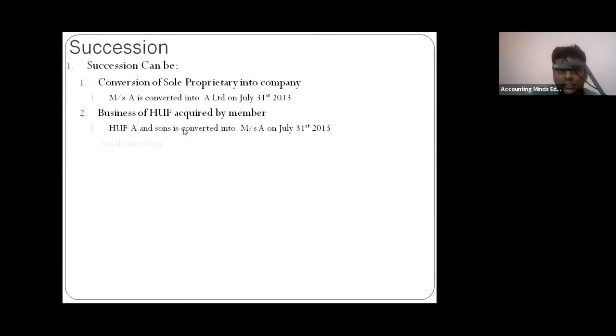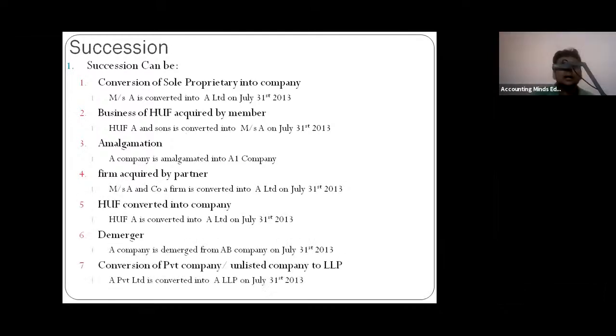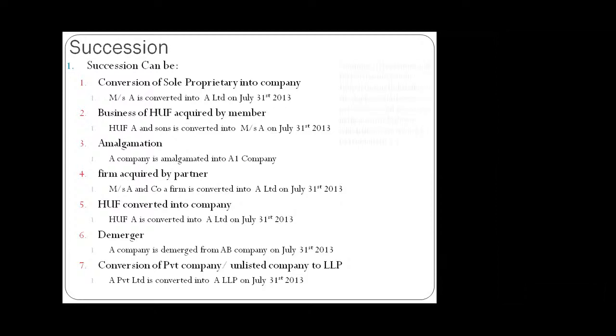So what is succession? Succession could be all of these: conversion of a sole proprietor into a company, HUF assets given to members, amalgamation of a company, a firm acquired by a partner, HUF converted into a company, demerger, conversion of a private company into an unlisted company. All these things will come under succession. There are many other cases you can look into, but they will primarily ask questions on what I have explained. Guys, okay? Yes, sir.